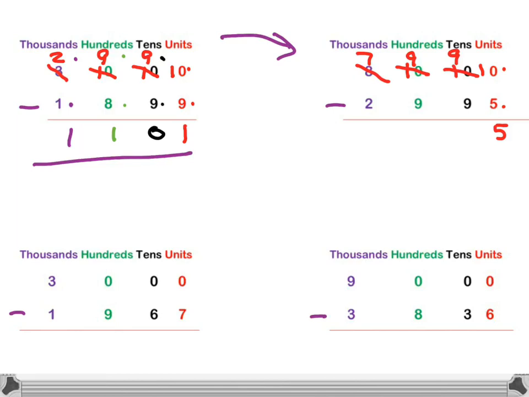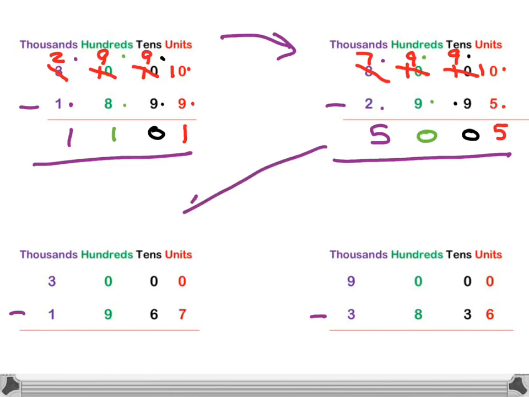Next column. 9 minus 9 is 0. Next column. 9 minus 9 is 0. Next column. 7 minus 2 is 5. There's your answer there, 5,005. Okay, on to this one.